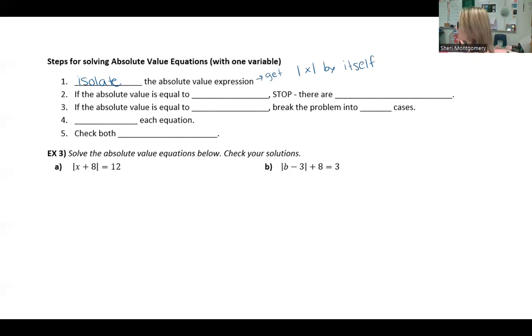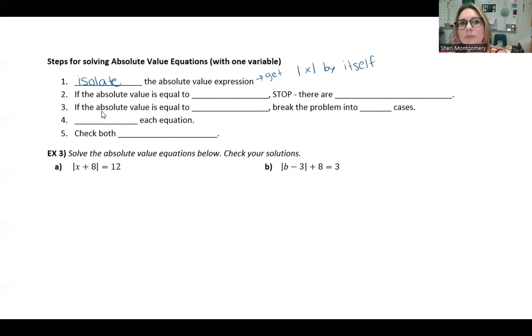That means there can't be other stuff over there. You can't add something over there. You can't be multiplying the absolute value. It has to be by itself. So you're going to get the absolute value by itself. And there can be stuff inside there. You just need to get it all by itself.